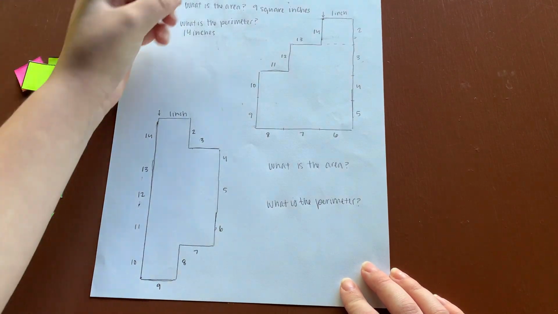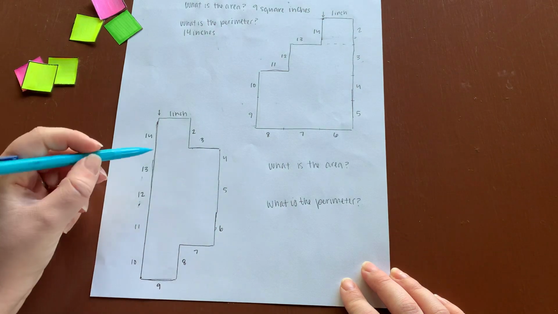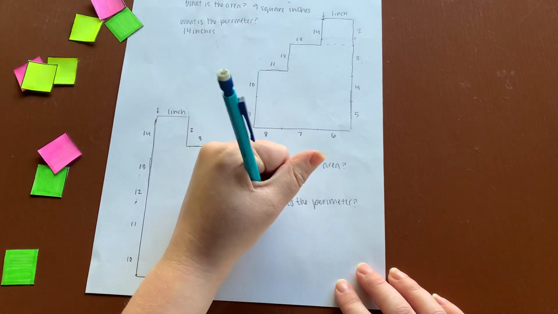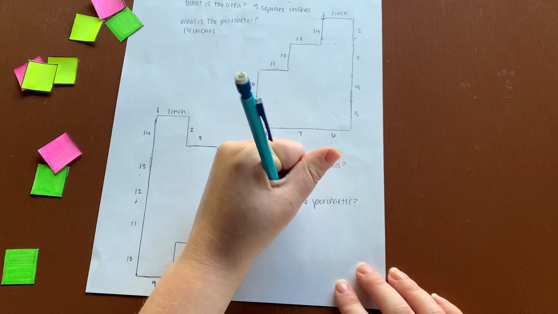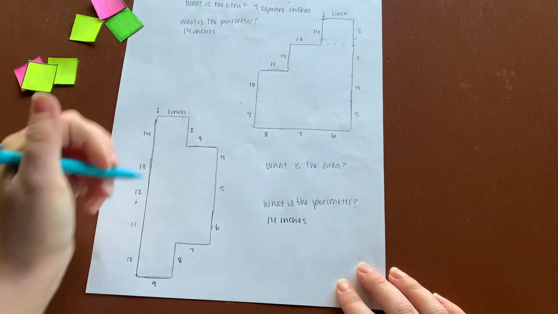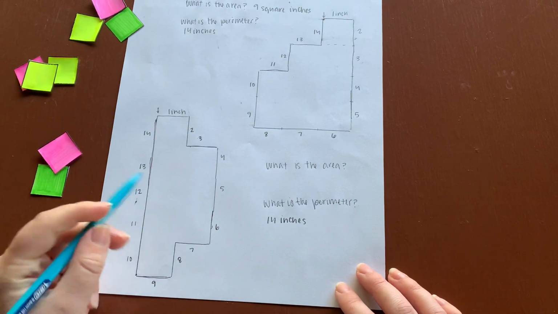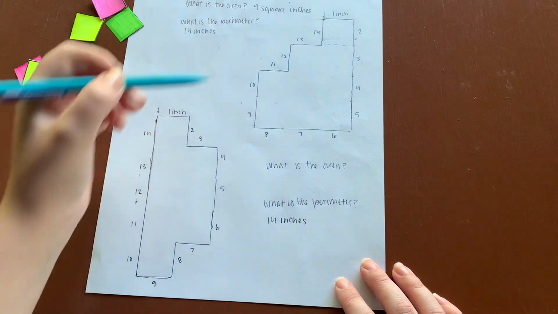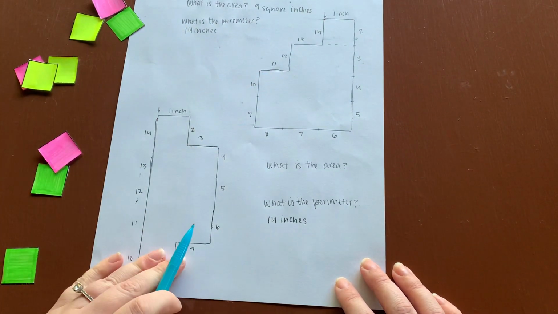So if you'll notice, the perimeter of this shape and this shape are both 14 inches, even though they look different. They look like different shapes. So take a guess now, pause, and see if you think that the area will be the same for both of these shapes. We're about to find out.